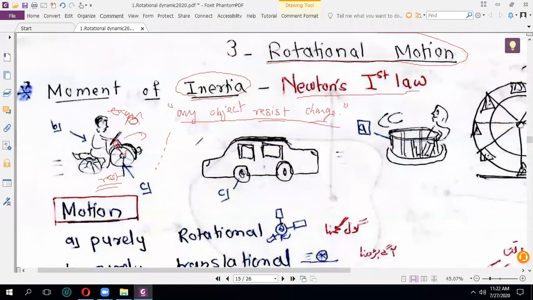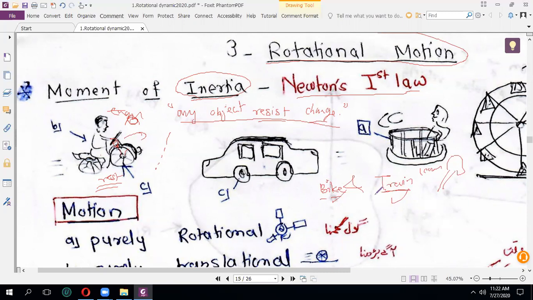Now we take one example. Suppose one bike and a train are both moving simultaneously, and suddenly one object comes within 100-meter range. Which stops first, the bike or the train? Bike, sir. Why does the bike stop first? Why not the train? What is the reason?